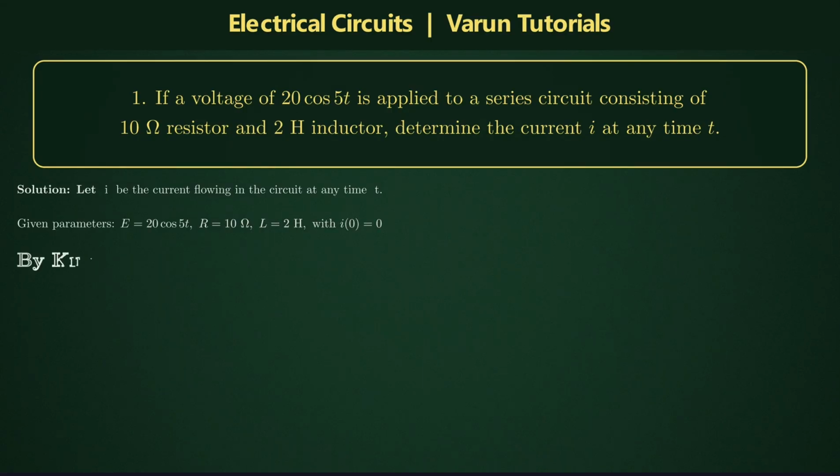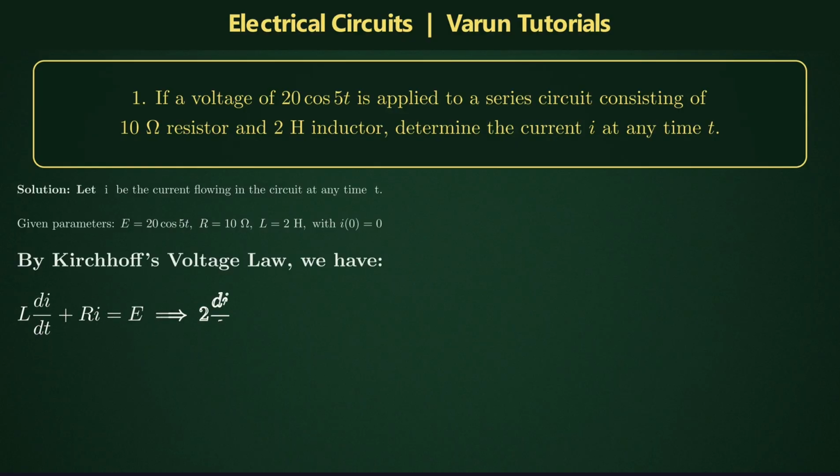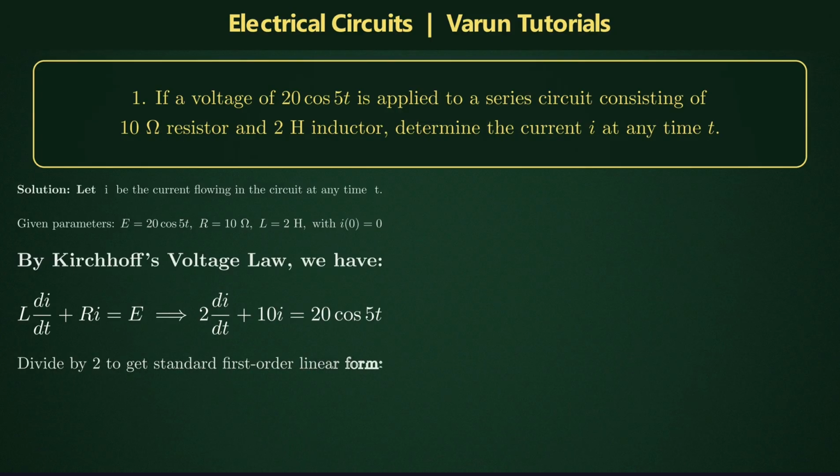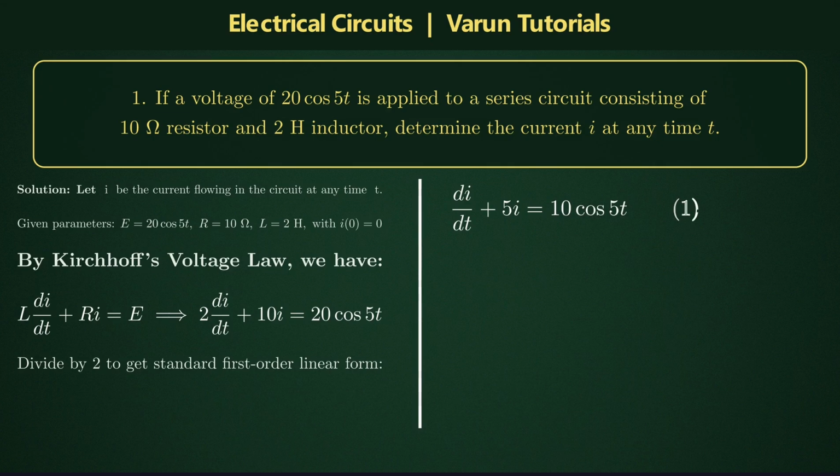By Kirchhoff's voltage law, the sum of voltage drops in the closed loop must equal the electromotive force. This gives L dI/dt plus R I equals E. Substituting our values gives 2 dI/dt plus 10 I equals 20 cos 5t. We divide both sides by 2 to write it in the standard first-order linear differential form. This yields dI/dt plus 5I equals 10 cos 5t. We label this as equation 1.